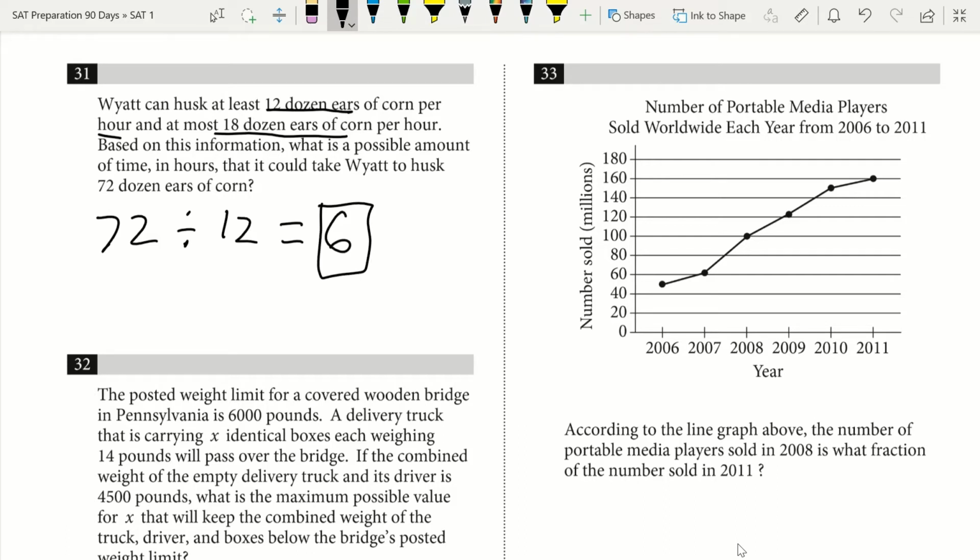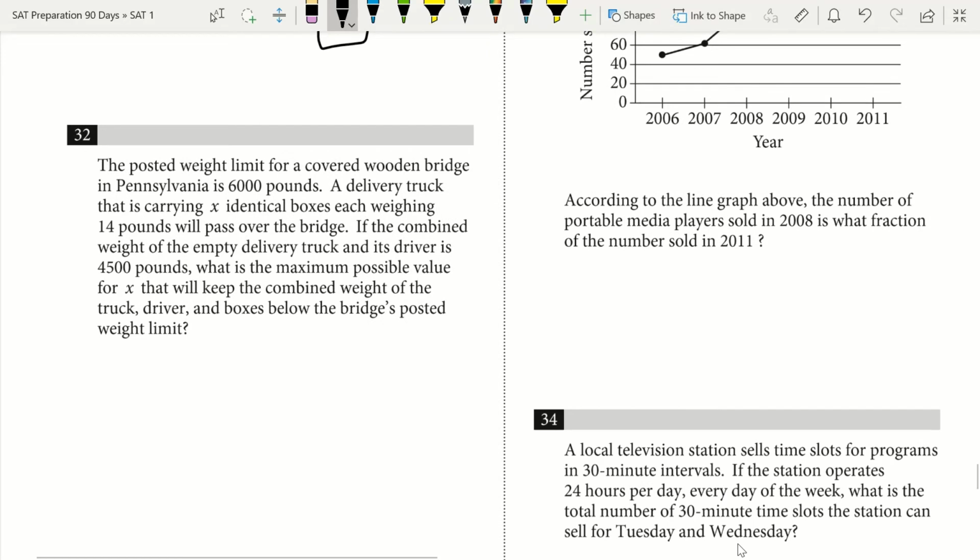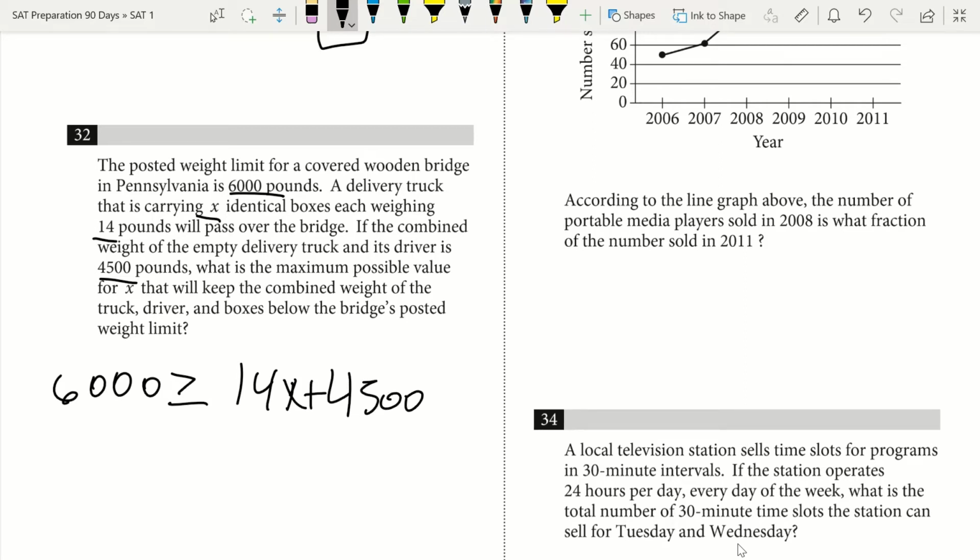At this point, I can go ahead and move on and answer question 32. So I've got the posted weight limit for a covered bridge is 6,000 pounds. So I've got 6,000 pounds as my limit, so I have to have something that is less than that. A delivery truck carrying x identical boxes, each weighing 14 pounds, will pass over the bridge if the combined weight of the empty truck and the driver is 4,500 pounds. What's the maximum possible value for x that will keep the combined weight below the posted limit?